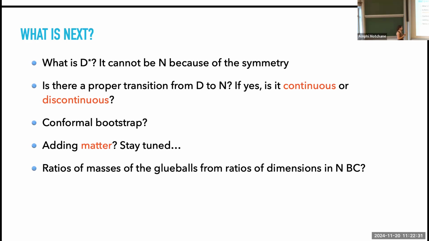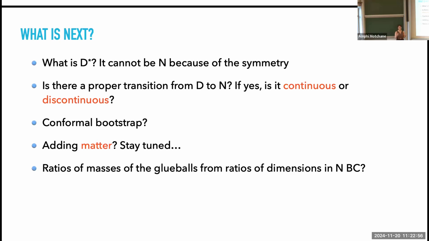We can try to address these problems by using conformal bootstrap. And another possible direction is to try to add matter to the game and to see what happens. And this is something that we are currently doing. And finally, this is something that Joao Benedone suggested to me during my PhD defense.